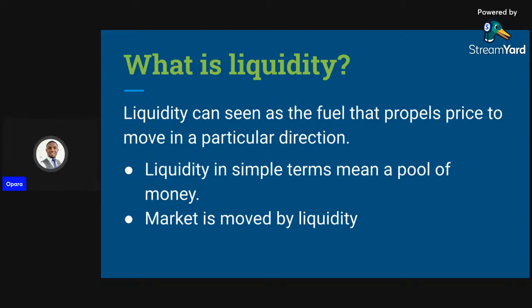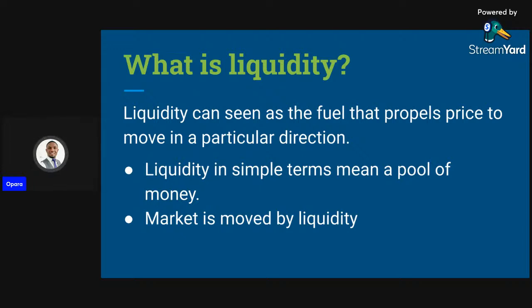Liquidity, in simple terms, means a pool of money. Crypto is a financial market, so what moves the market is money. So when you hear me talking about liquidity, you know that I'm talking about money. Now there's another version of what liquidity is, but the liquidity we're talking about here is what pushes the market to move in a particular direction. The market is moved by liquidity. If you see the market moving, just know that it is money that's moving the market.